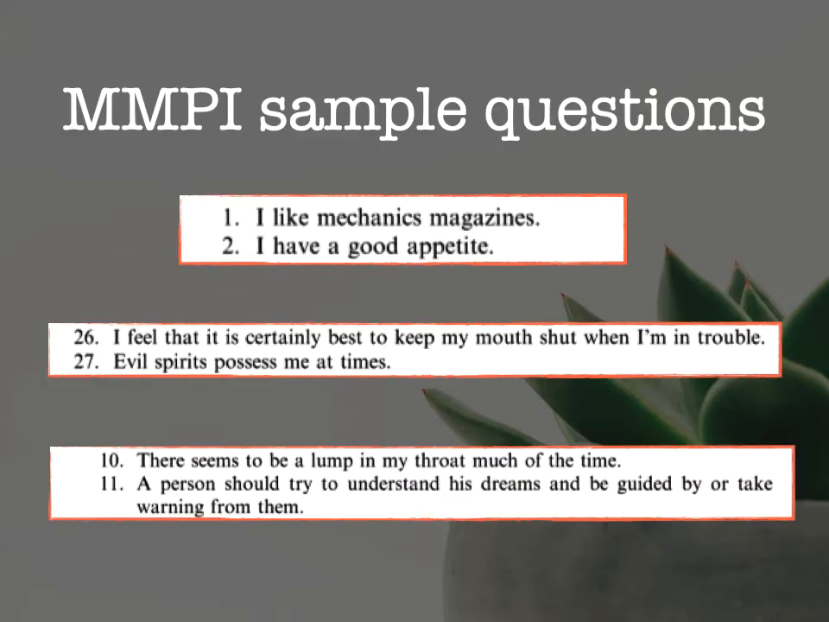So what are sample questions for the MMPI-2? Again, each item will be answered with a true or false response. For example, you may be asked, I like mechanics magazines, or I have a good appetite. I feel that it is certainly best to keep my mouth shut when I'm in trouble. So you would answer if it's true or false. Evil spirits possess me at times. There seems to be a lump in my throat much of the time, and a person should try to understand his dreams and be guided by or take warning from them. Again, these are just sample questions.